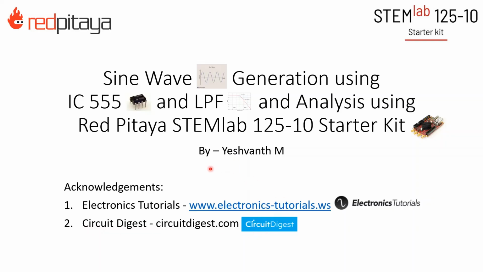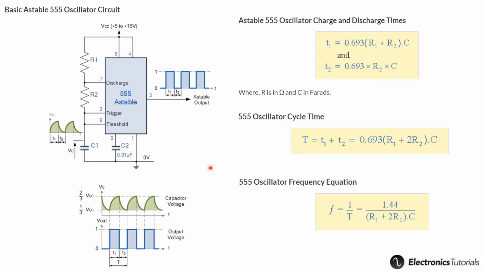So let's start. First of all, let's see how the basic astable multivibrator circuit works. This is based on the 555 IC. So we have two resistors R1 and R2, and then we have a capacitor C1. Basically what happens is, initially the capacitor charges through R1 and R2, hence this is the charging time T1, which is equal to 0.693 into (R1 plus R2) into C.